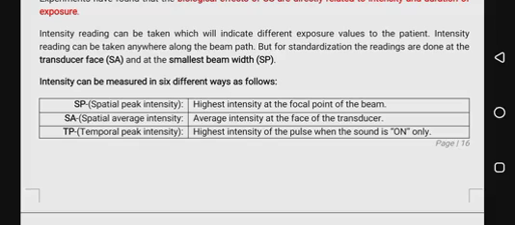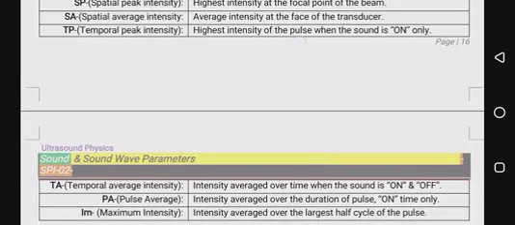Whether you are measuring spatial peak intensity, which is the highest intensity at the focal point of the beam, or you are measuring spatial average intensity, which is the average intensity at the face of the transducer, or you are measuring temporal peak intensity, which is the highest intensity of the pulse when sound is on only. Remember, the ultrasound is an on and off mechanism. You on to send wave, off to listen, on to send, off to listen. So that's how it works.